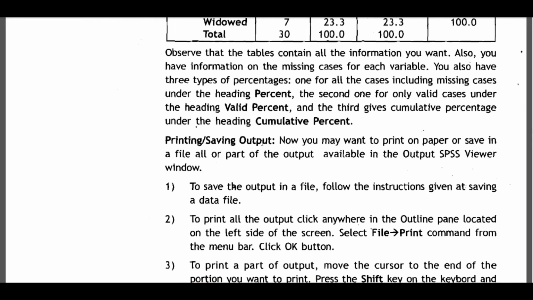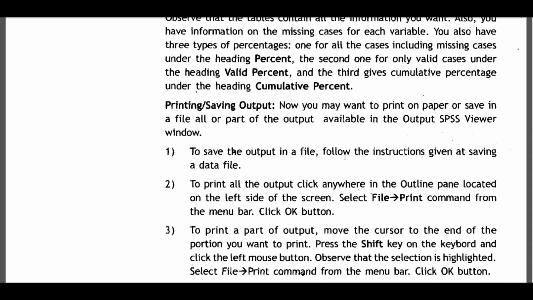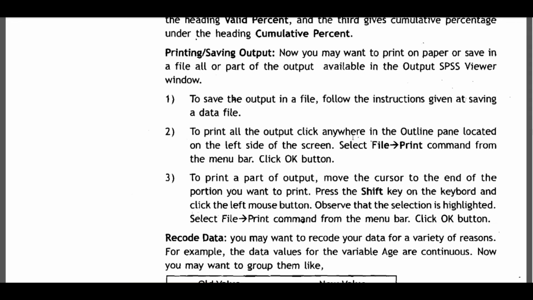Printing and saving output. Now you may want to make a printout on paper or save a file of the output available in the output SPSS viewer window. To save the output in a file, follow the instructions given in saving a data file. To print all the output, click anywhere on the outline pane located on the left side of the screen. Select the file, print command from the menu bar and click OK.